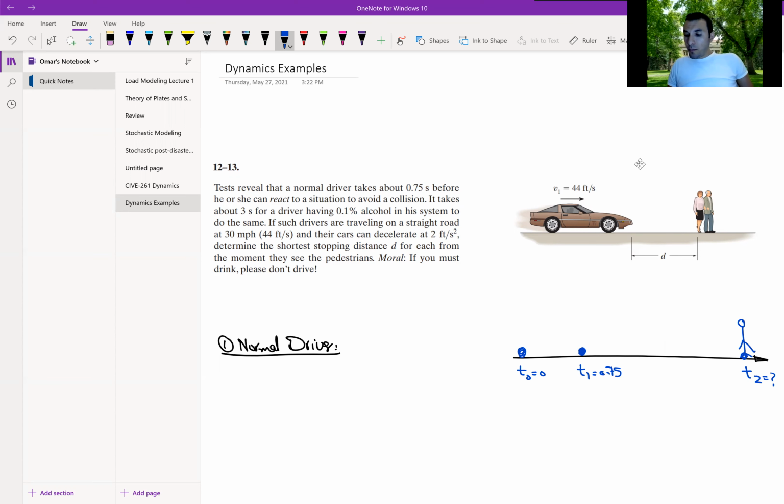So we need to determine the distance. This is what we call the shortest stopping distance for the car. Let's call it S2. And the V at S2, let's call it V2, should be 0. And we know that V0 is 44 feet per second. Also V1 equals V0, but here the V keeps decreasing until it gets to 0 with acceleration. So we know the acceleration is -2 feet per second squared.